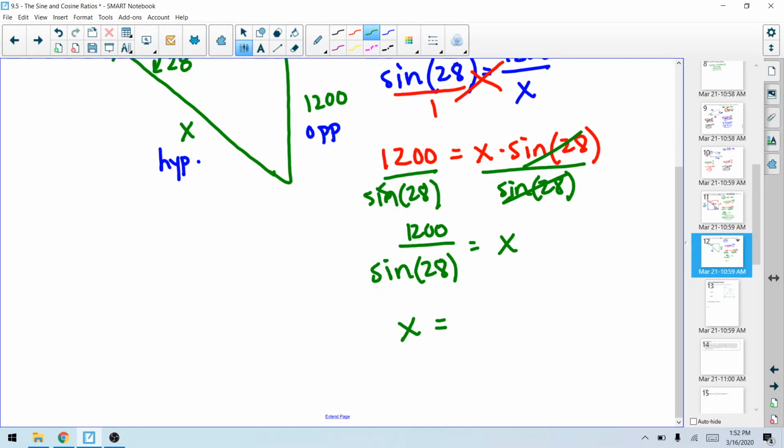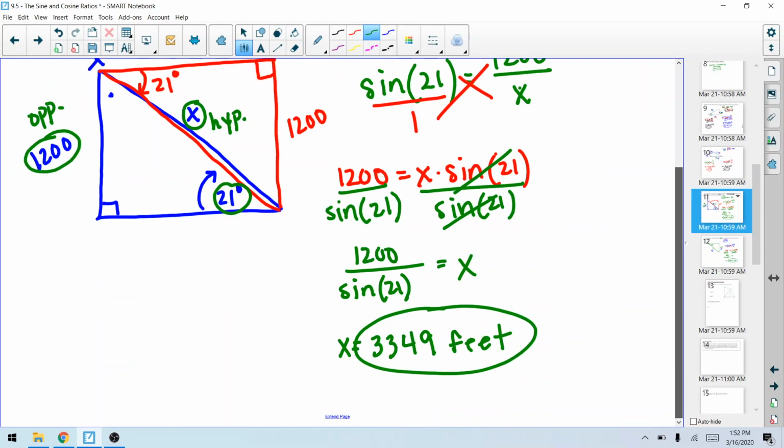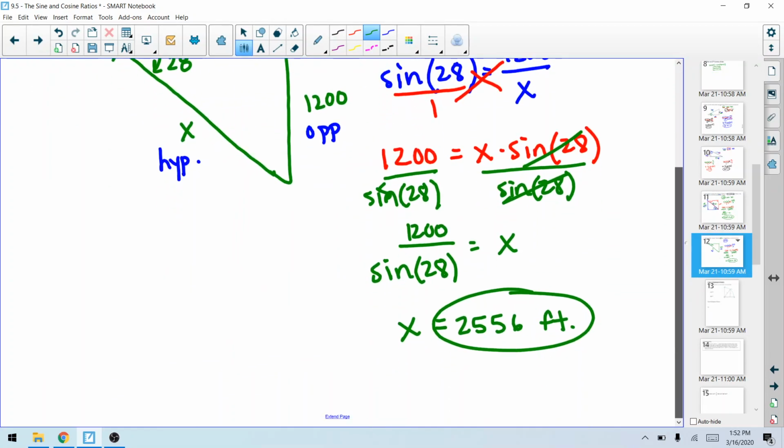So 1,200 divided by sine 28 degrees, control enter, round to the nearest foot, 2,556 feet, which means if you have a larger angle, you're actually going to be skiing less. And then I think I forgot last time to put feet on my answer, so I'm going to go back. Oh no, I actually did. So make sure you are consistent. Make sure if it's a story problem, you're labeling things with units, and that is using an angle of depression.